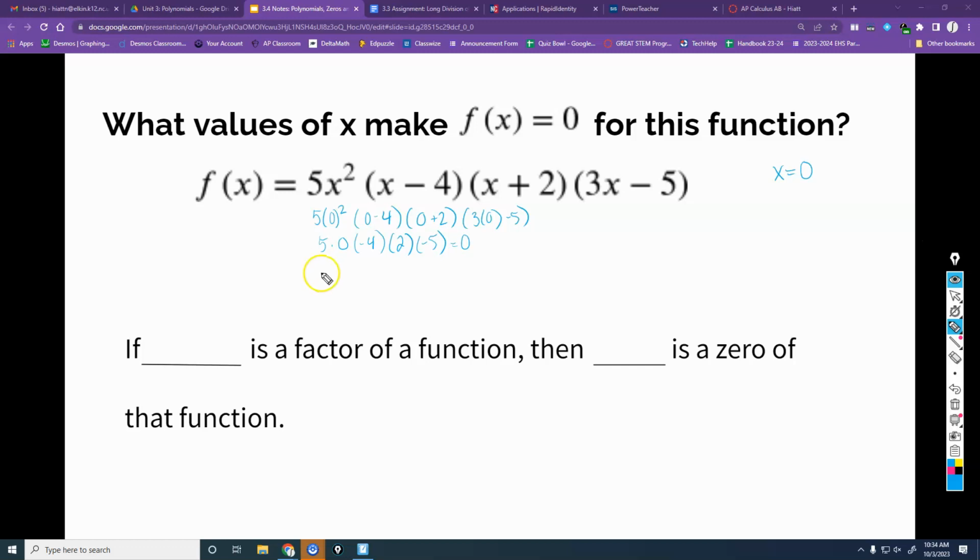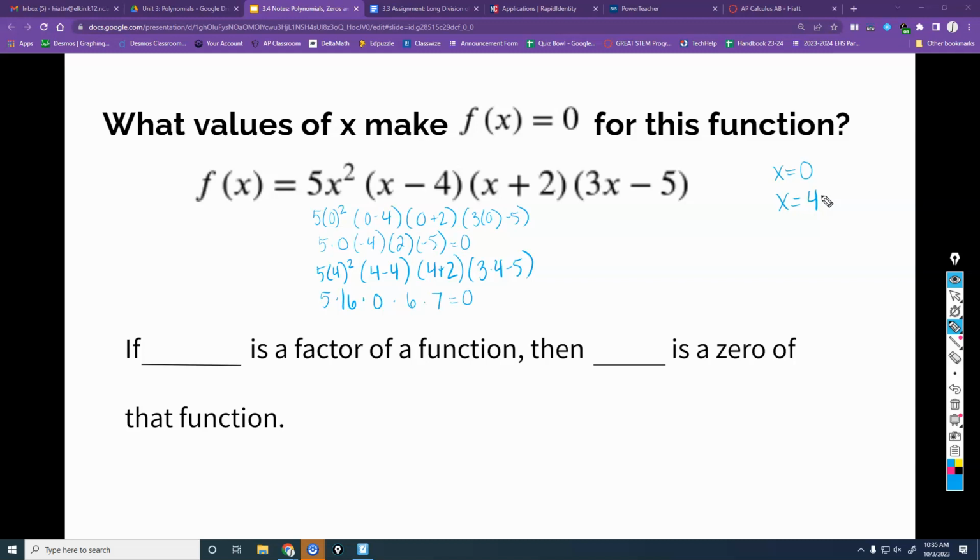4, right? Because if I have 4, I'd have 5 times 4 squared times 4 minus 4 times 4 plus 2 times 3 times 4 minus 5. So that gives me 5 times 16 times 0 times 6 times 12 minus 5 is 7, right? And all of that equals 0 because something is 0. So you got x equals 4. There is another something that would make this function have f of x equals 0. All right, give me another number.